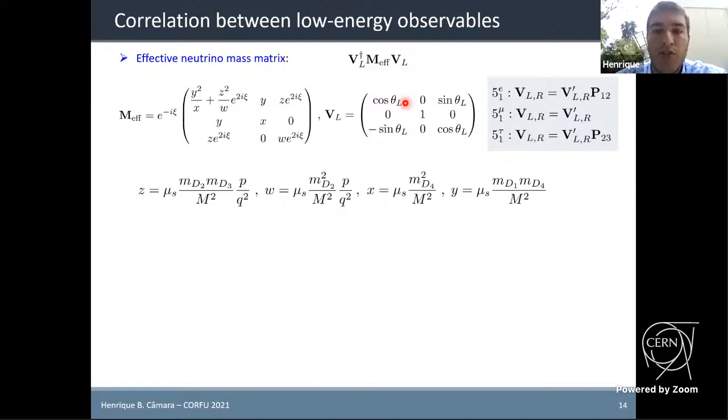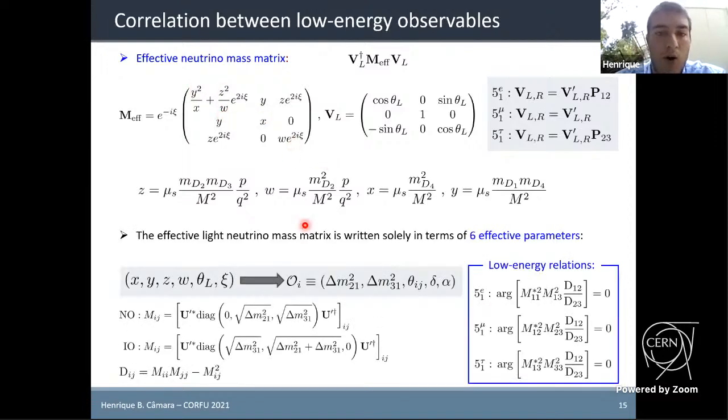We're going to have the rotation angle theta L, that makes 1, the phase Xi, and 4 other parameters, X, Y, Z, and W, making a total of 6 effective parameters that must be compared to the 7 observables. It can also be shown that these 6 effective parameters are entirely written in terms of the oscillation observables. This implies that there will be a correlation between 2 low energy neutrino oscillation observables, and the said relation is shown here for the 3 charged lepton decoupled cases.